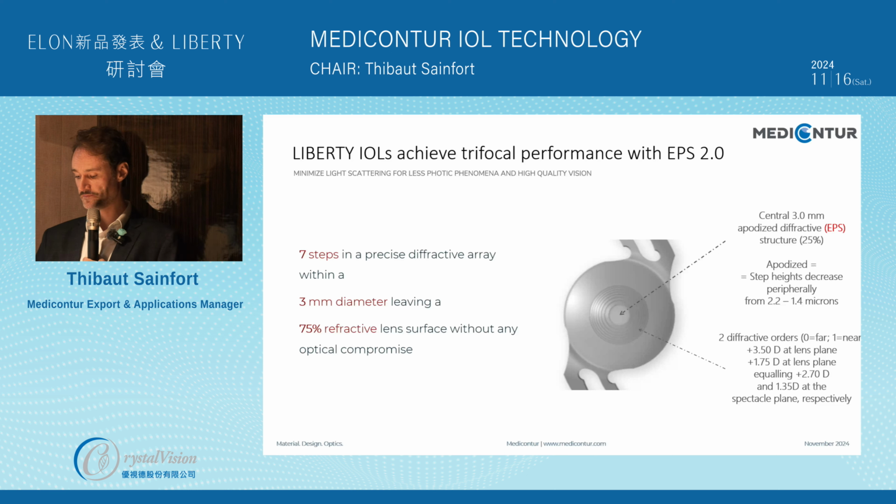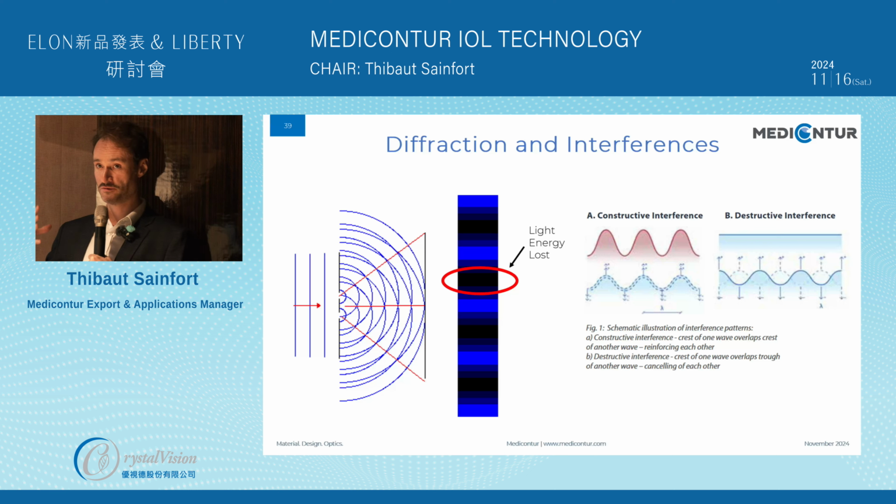To understand what EPS is, I'm sorry, I have to go back to diffraction. Again, you can see at the very middle here is the order 0, which is far vision. And the first blue is order 1, so near vision. In between, you can see that there is a loss of energy. There is no light energy between far vision and near vision. Why is there no energy? Because there are destructive interferences happening there. Basically, the phases of the light are in opposition, so they're just canceling each other. This is why we don't have energy for intermediate distance at this point.